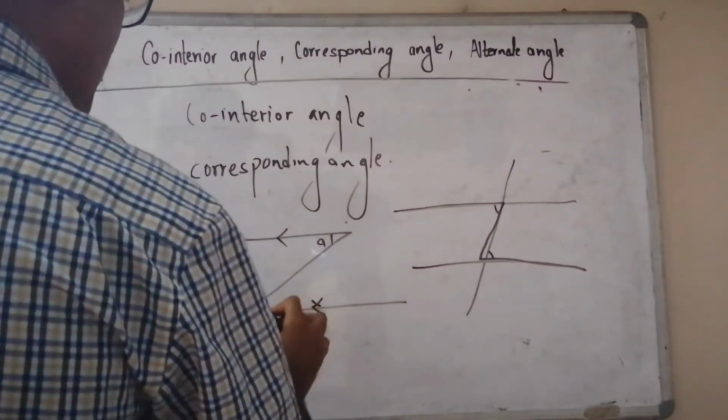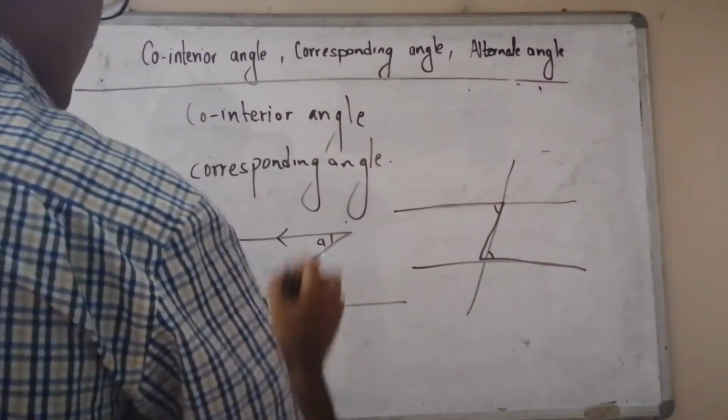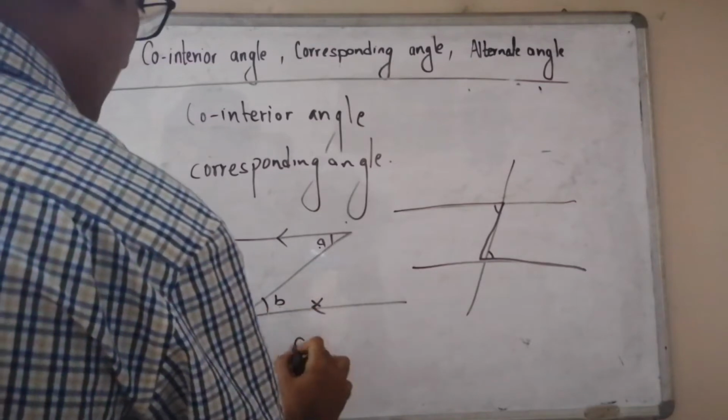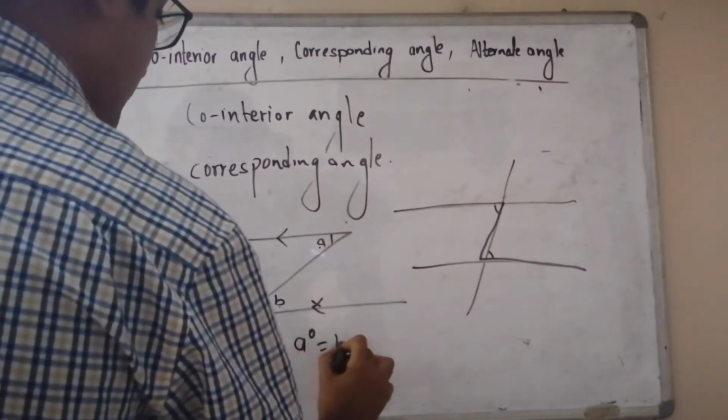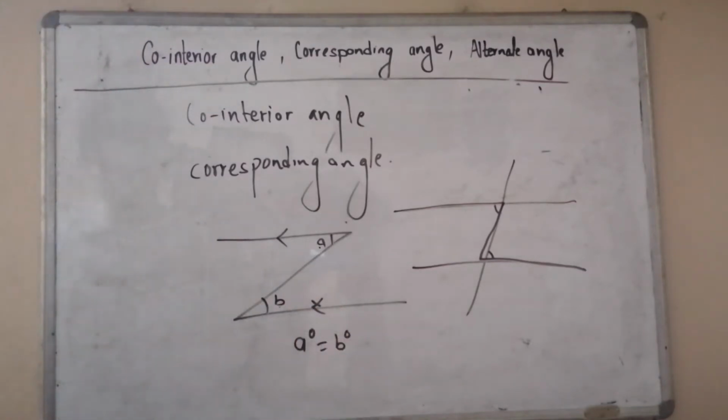So the property of alternate angle is same as corresponding angle. These two angles are equal. A degree is equal to B degree always.